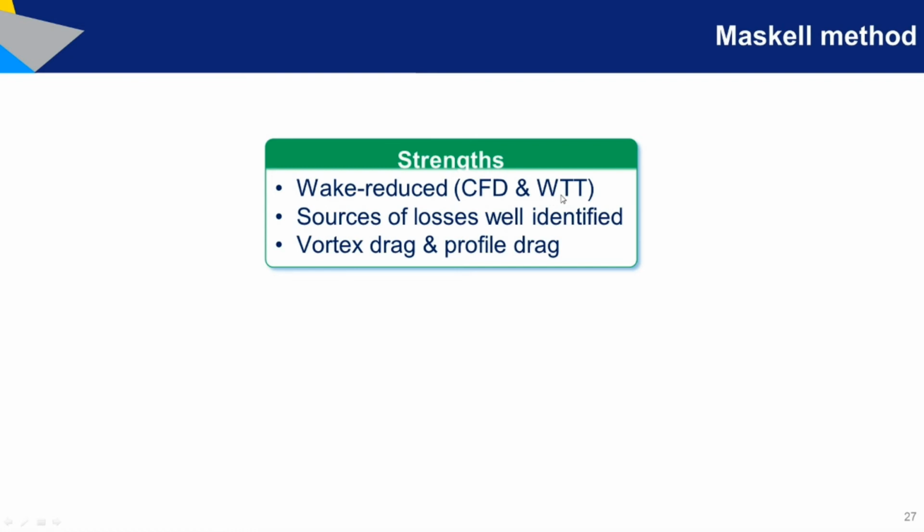Then the other strength of this method is that the sources of losses are well identified. Now we can relate drag to the total pressure deficit, to the kinetic energy deficit inside the wake, and to the axial vorticity shed inside the wake. So these are three different physical mechanisms that generate drag. The first two, the total pressure deficit and the kinetic energy deficit, are related to profile drag, whereas the axial vorticity, related to the rotational kinetic energy, is related to vortex drag. So now the physics is crystal clear, and that gives us our new decomposition into vortex drag and profile drag.